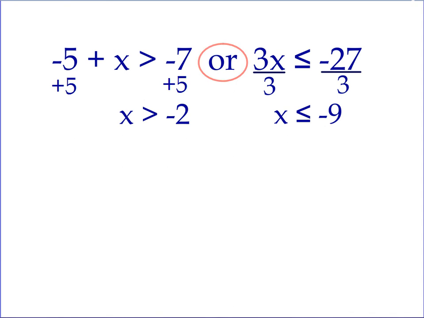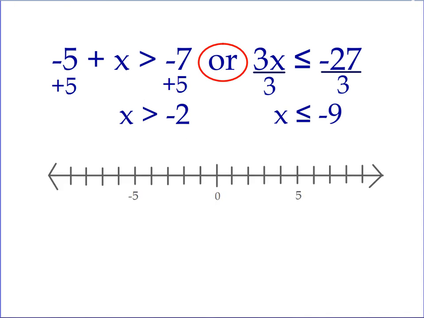Since we have the word or again, we want to graph both solutions on our number line. We start by graphing x is greater than negative 2. Open dot at negative 2, shaded to the right for the greater than. We also want to graph x is less than or equal to negative 9. The picture, remember, is our solution. Everything shaded in blue is part of our solution now.